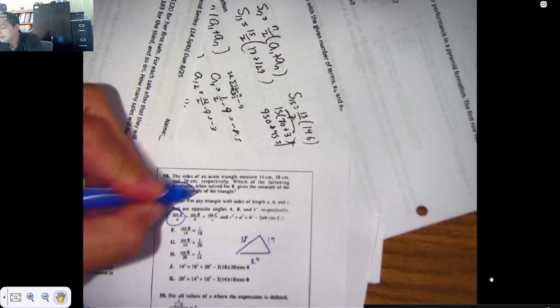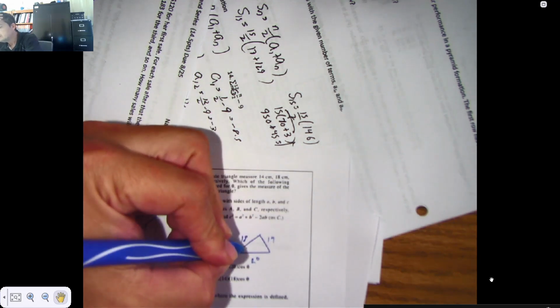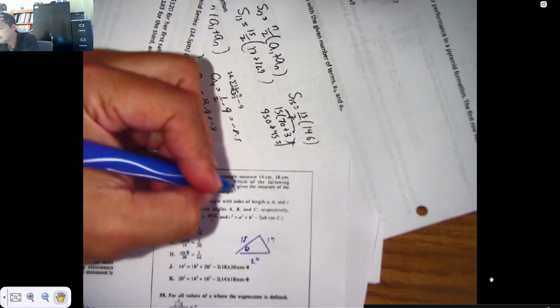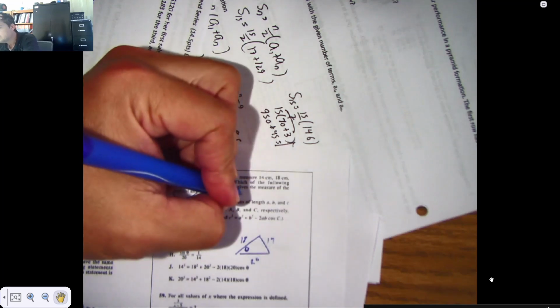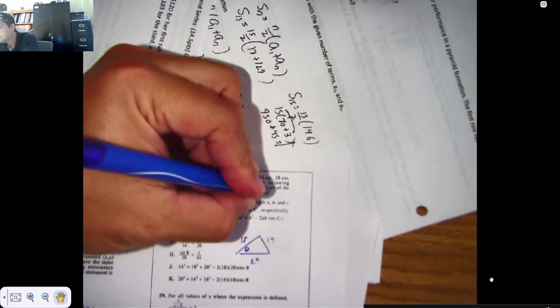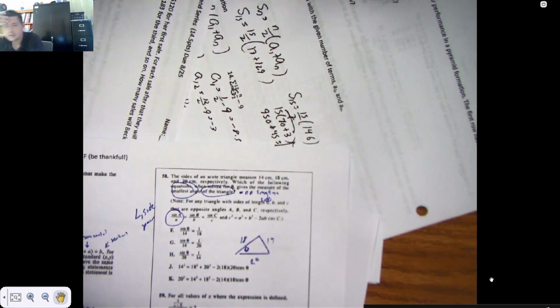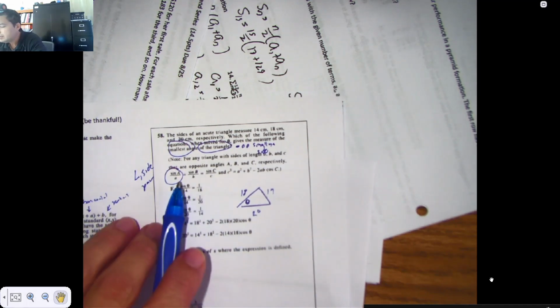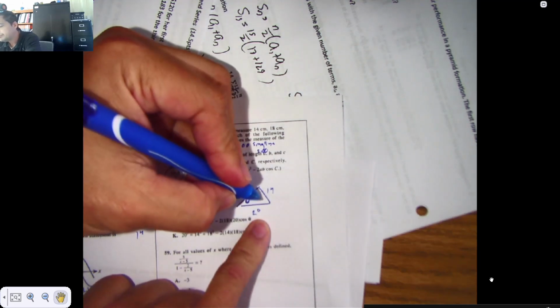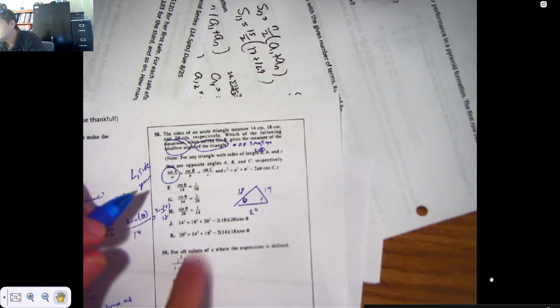And they want the smallest angle of this triangle. The smallest angle of this triangle would be opposite of the smallest side. Right there, the smallest angle is opposite of the smallest side. That's called hinge theorem in geometry. Bigger the side, bigger the angle. And you can't use law of sines because what you would do is you'd say sine of theta is to 14 as sine of something is maybe to 18. You have two unknowns. You can't use it. It's got to be law of cosines.